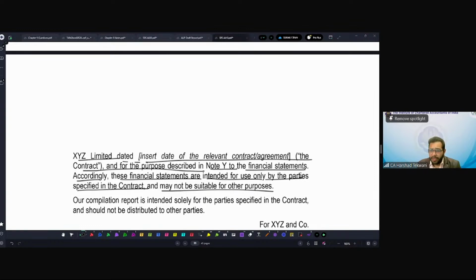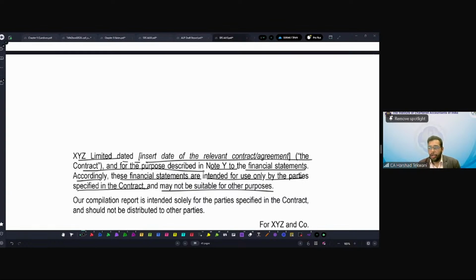Question: whether UDIN is mandatory for all types of reports including SRS. See, UDIN is mandatory for all audit, assurance and attestation functions rendered by a full-time practicing chartered accountant.